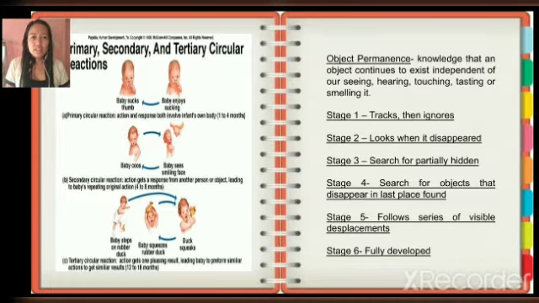And here in the last picture, the baby steps on a rubber duck. And the rubber duck squeaks, and the baby squeezes the rubber duck. So that is what we call the tertiary circular reaction. Action gets one pleasing result, leading the baby to perform a similar action to get similar results.